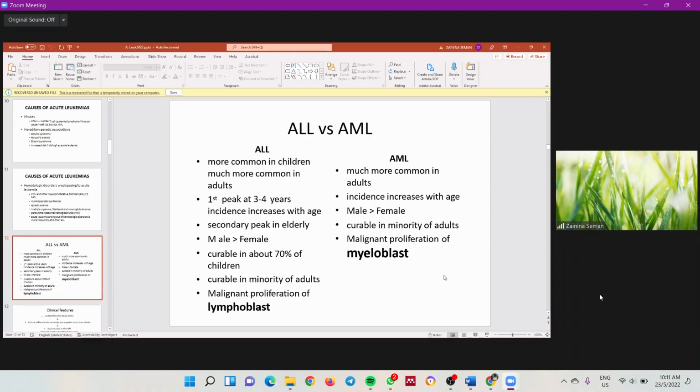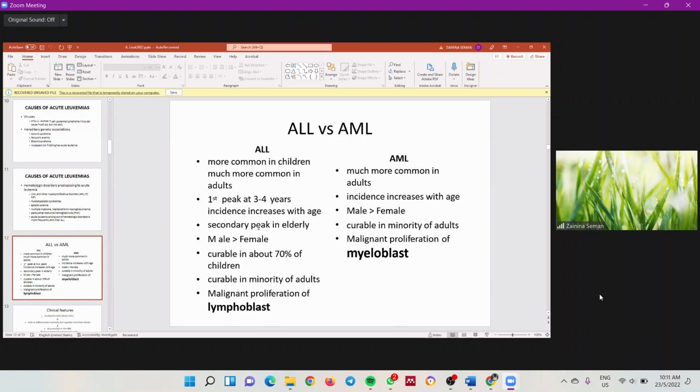And there is a little bit of difference between ALL and AML. ALL is most commonly seen in children and adults, whereas AML is more common in adults. But the age restriction is not mandatory. Actually, this leukemia can occur at any age. But this is a little bit of difference by which you can gauge ALL and AML.